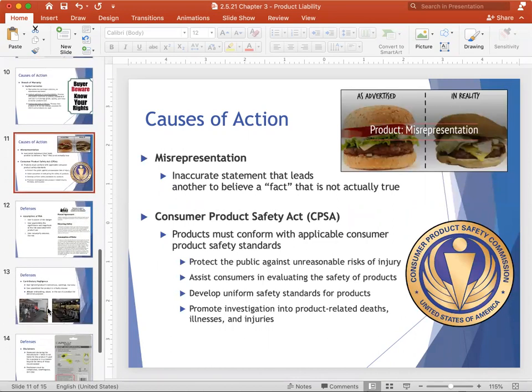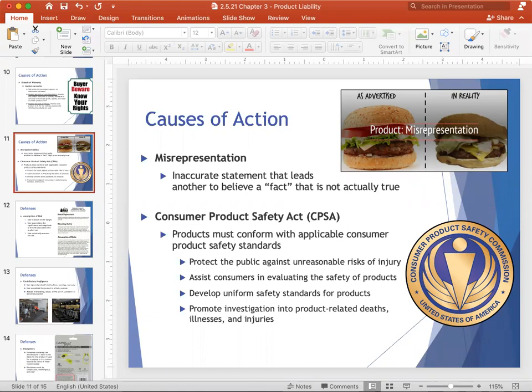And then a couple of other causes of action that a plaintiff can file if injured by a product. One is misrepresentation. I love this picture on this slide because it's so true. I feel like commercials always misrepresent food, and then it makes me hungry. And then I go to the restaurant and I get disappointed. But misrepresentation is essentially an inaccurate statement that leads another person to believe that this inaccurate statement is true, and it influences your purchasing behaviors.